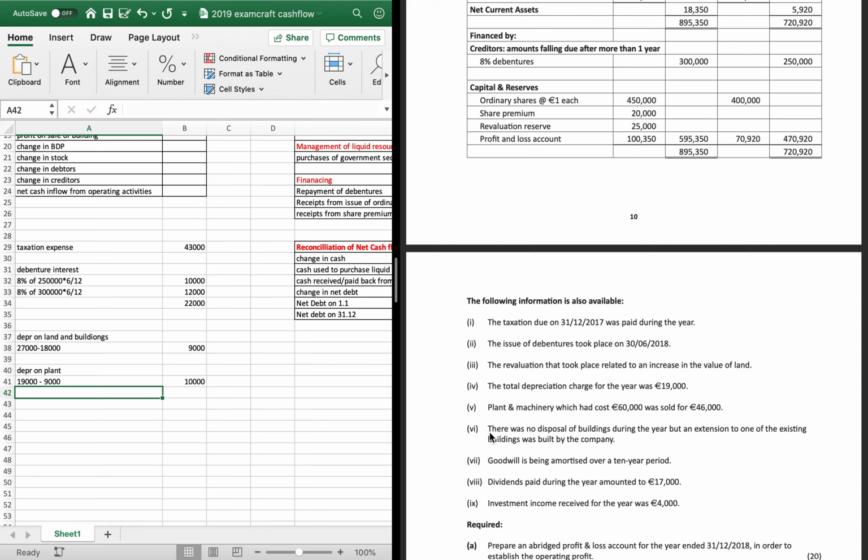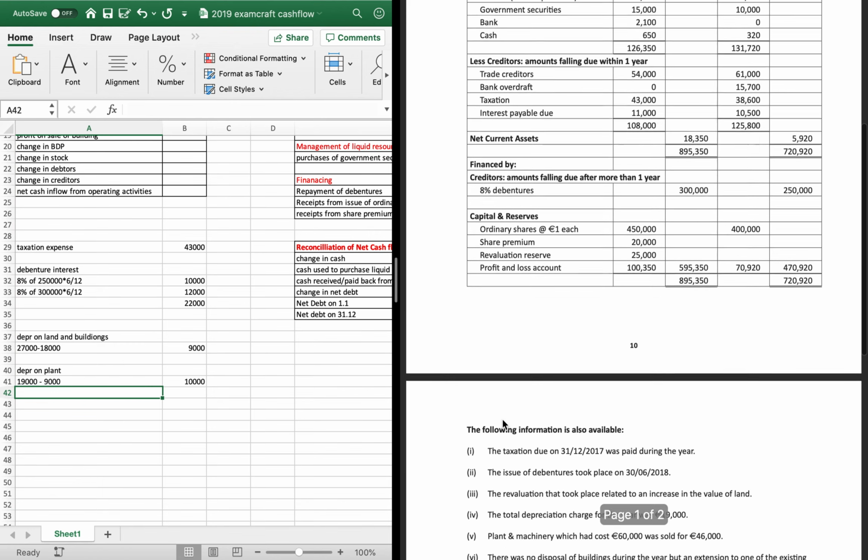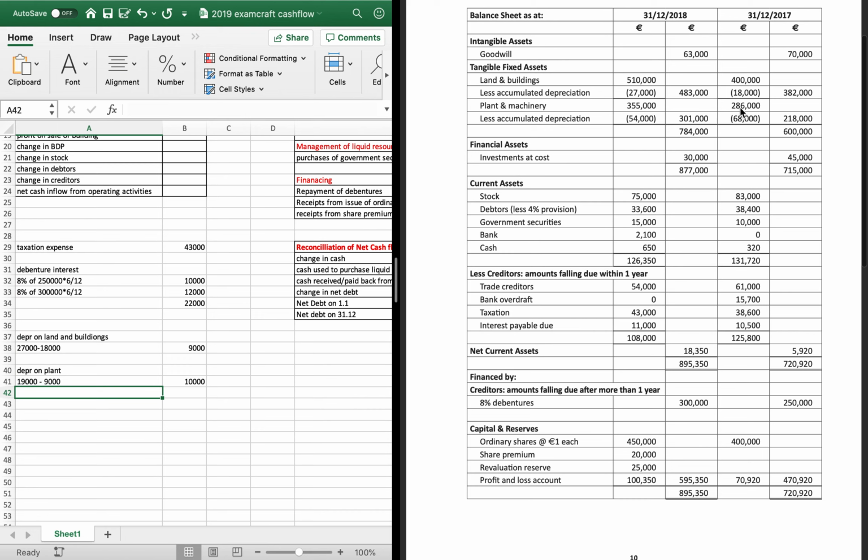So plant and machinery, which cost 60,000, was sold for 46,000. So we don't really know, well, we'll be able to work out in a minute what the profit was, but what we really need to do there is take this 60,000 and take it away from the 286. So I would cross out that 286 and turn it into 226. But obviously I can't do that here, so I'll just do it as a working. So plant and machinery in 2017, sorry, would be 226.